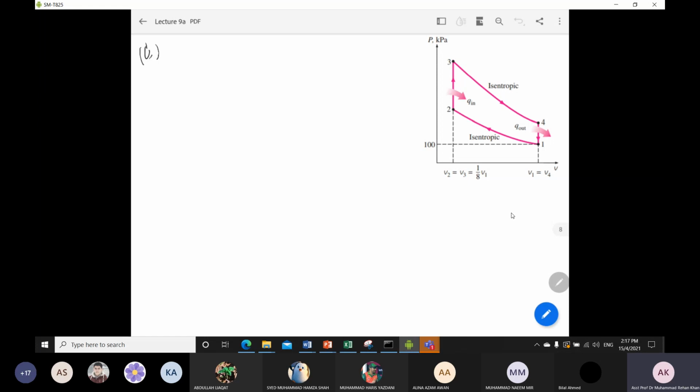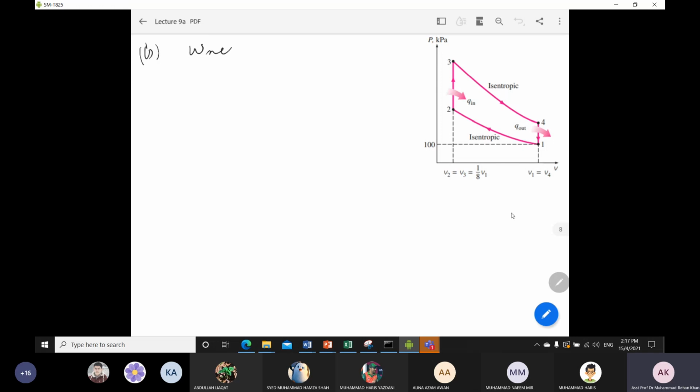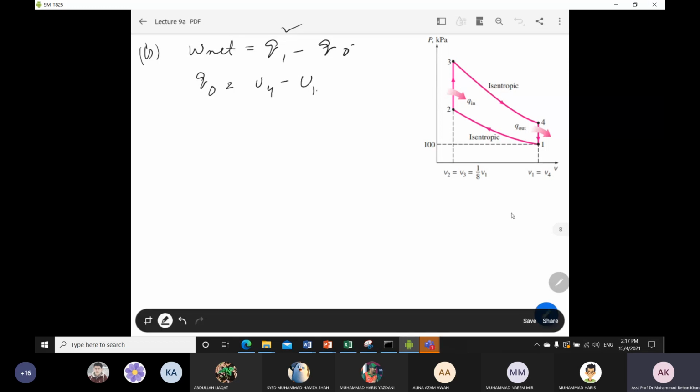So part number B is to find W net, which is Q in minus Q out. Q in is known to us from your problem statement, and Q out we have to find. Q out is equal to U4 minus U1. U1 is already known to us from part A, so U4 we have to find.